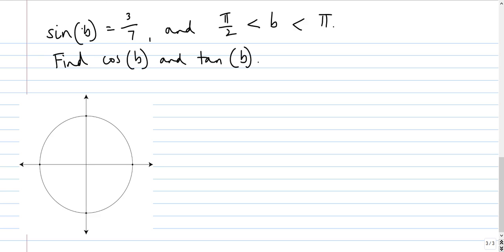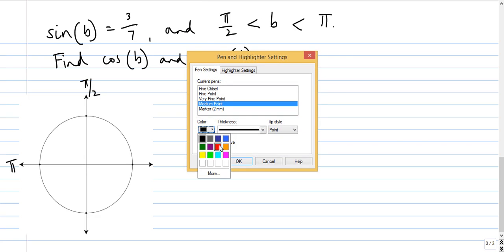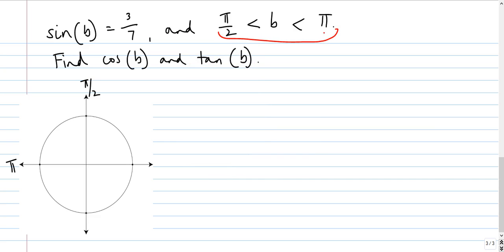This question here, we've got sine of b, so some angle b is 3/7, and b is between pi on 2 and pi. So that's enough to tell us that the significance of this information here is telling us that we've got an angle in the second quadrant. So this is telling us that b lives somewhere over here.